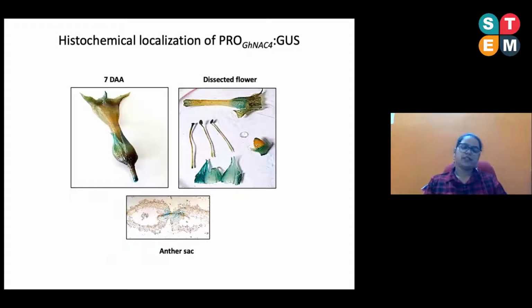Staining of the floral structures has identified the localization in the sepals, in the edges of the petal, in the stigma, the anther, and also in the pollen grains.